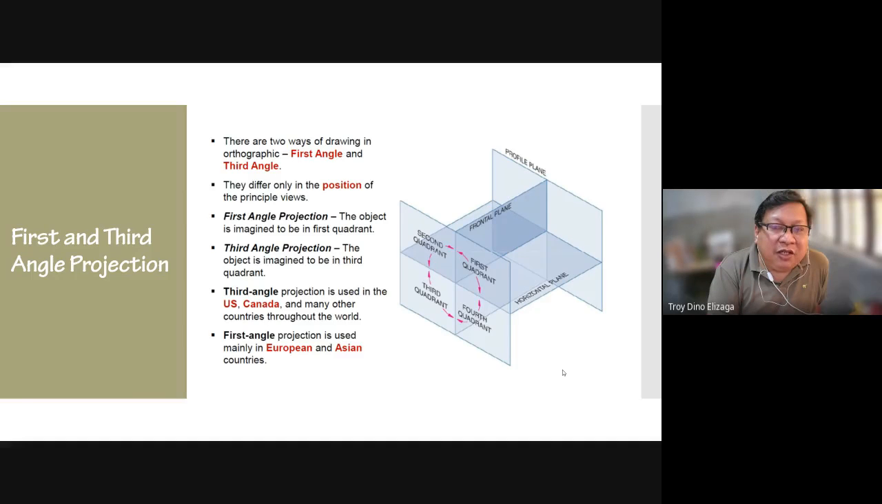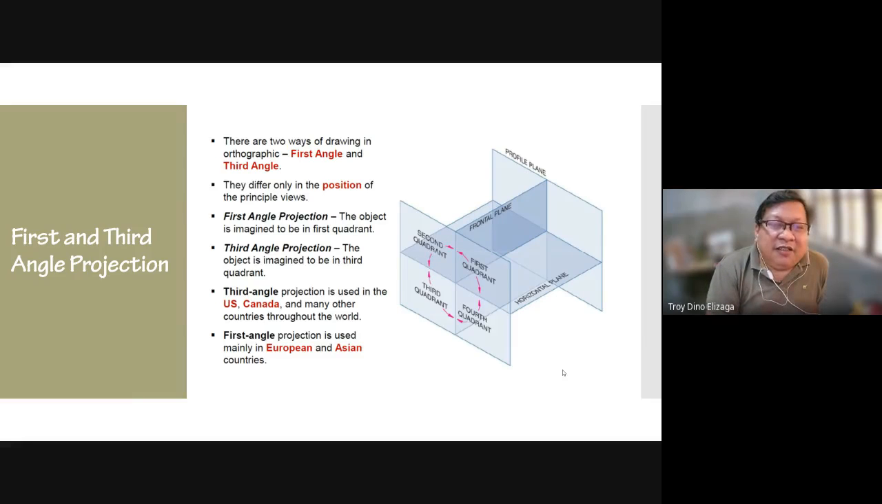So imagine your glass box divided into four parts. So we now have four quadrants. For the first angle projection, we imagine the object placed in the first quadrant in our illustration here. And then the third angle projection is where we imagine that the object is placed inside the third quadrant.